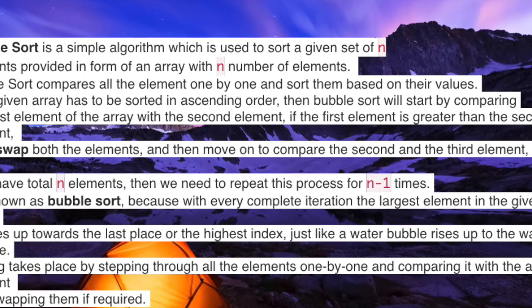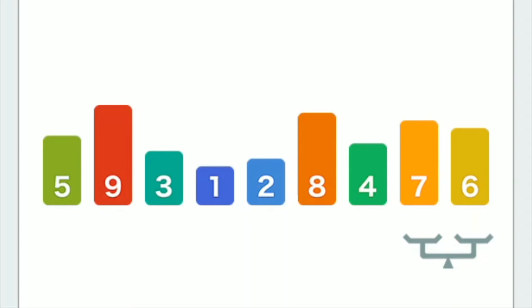Now I will show you how the bubble sort algorithm works. Let's say we have to sort an array of 9 elements by using the bubble sort algorithm. These elements are numbers from 1 to 9 but in unsorted order. Now we have to sort these elements and the output should be 1, 2, 3, 4, 5, 6, 7, 8 and 9.